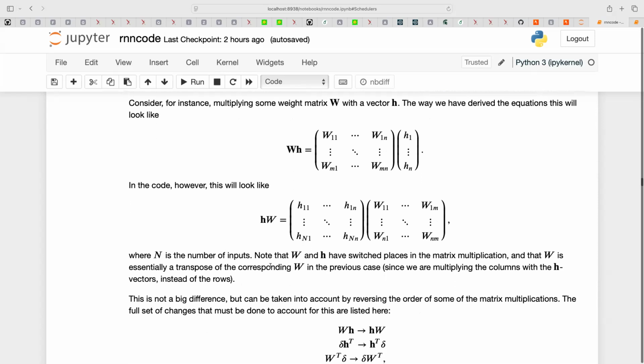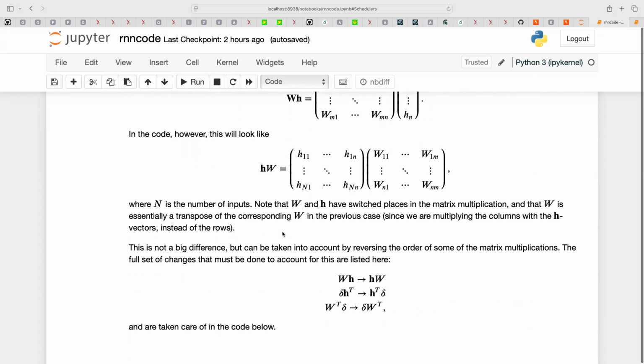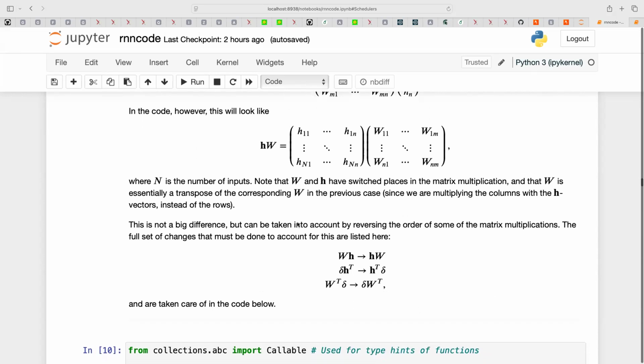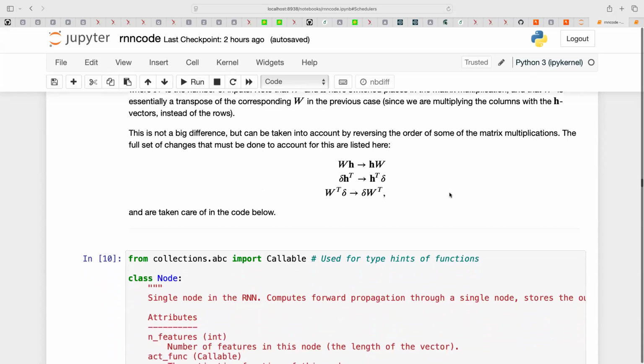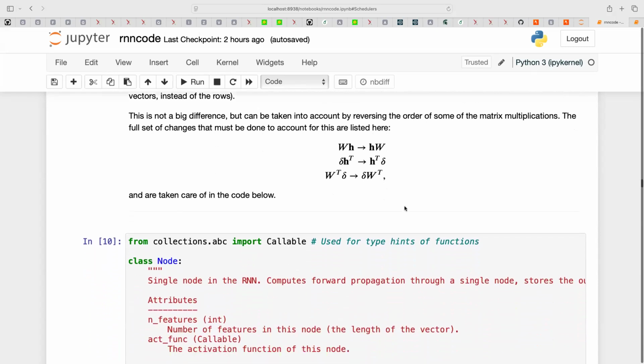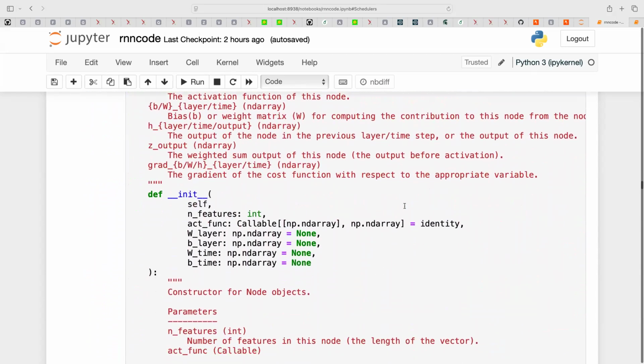So where n now is the number of inputs. And note that these have switched places in the matrix multiplication, and that W is essentially a transpose of the corresponding vector W, or the corresponding matrix W. So it's not a big change, but you can take it into account by reversing the order of some of the matrix multiplications. So these are the typical quantities which we set up, and they are set up in the code which follows here. So it should be pretty well documented.